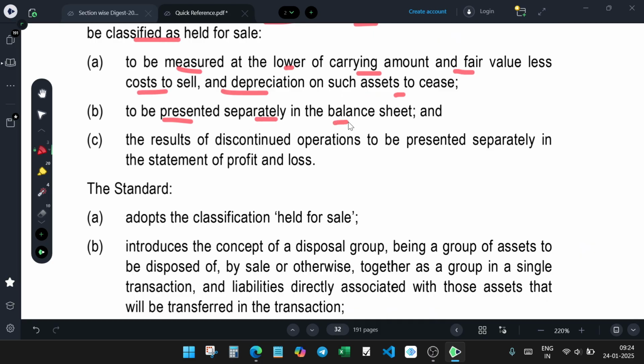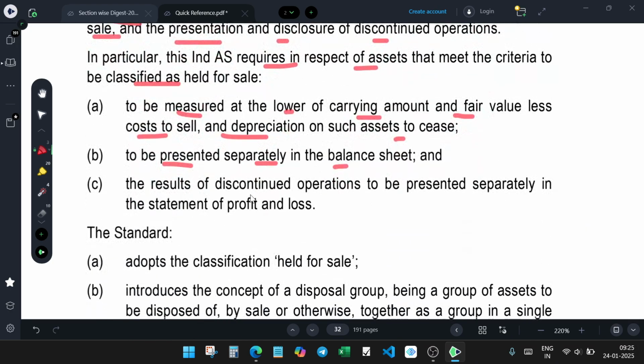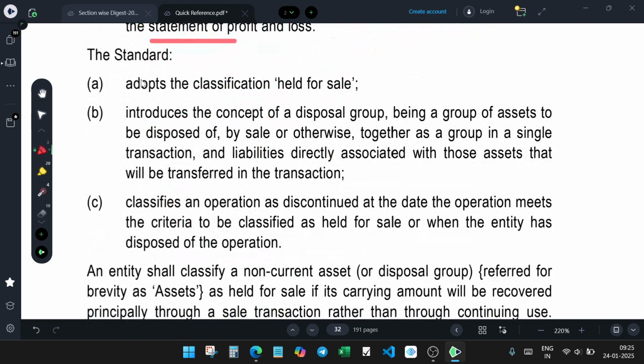So under Ind AS 105, non-current assets held for sale and discontinued operations should be presented separately in the financial statements. The result of the discontinued operation is to be presented separately in the statement of profit and loss. The standard adopts the classification of held for sale, and introduces the concept of disposal groups, being a group of assets to be disposed of by sale or otherwise together as a group in a single transaction, and the liabilities directly associated with the assets that will be transferred in the transaction.